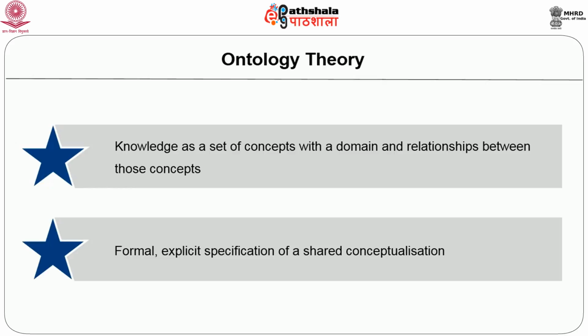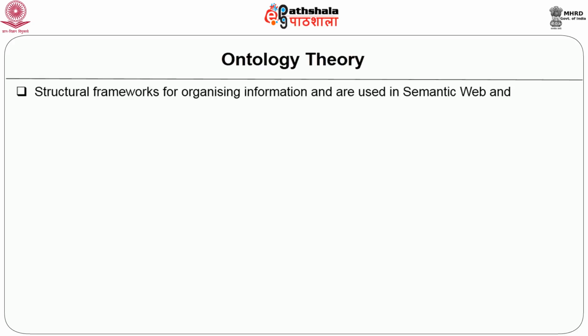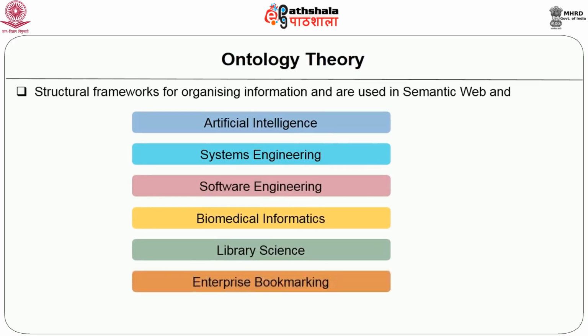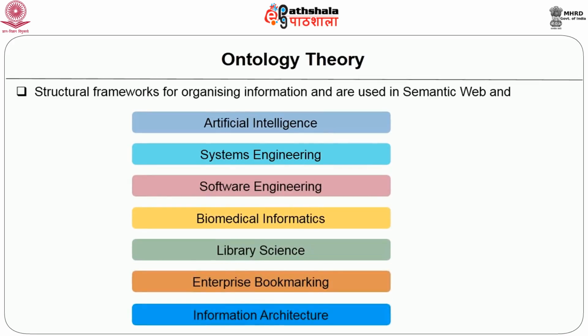You are declaring it. Explicit specification of shared: how data is shared, a concept you make that can be shared between people or machines. So, shared conceptualization: the structural framework for organizing information, used in the semantic web. Some examples where the semantic web is used: artificial intelligence, systems engineering, software engineering, biomedical informatics, library science, enterprise bookmarking, information. And why do we talk about the semantic web here? Because it is extensively used in library science.